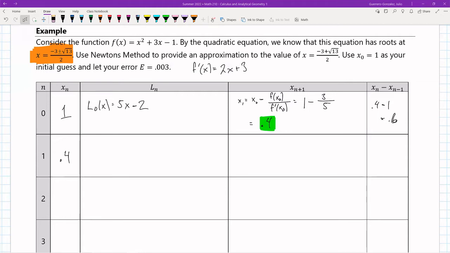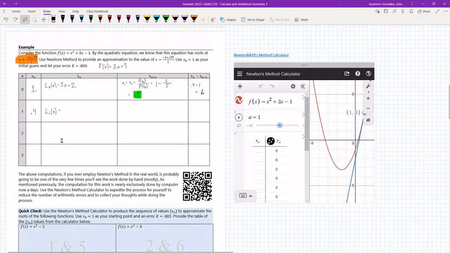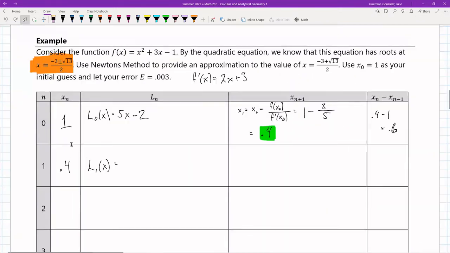I'm going to now find the linearization. So this is going to be an L1 of x. I'm going to find the linearization to this function at this point. If you do this, the L of x is going to be 3.8x minus 1.16.